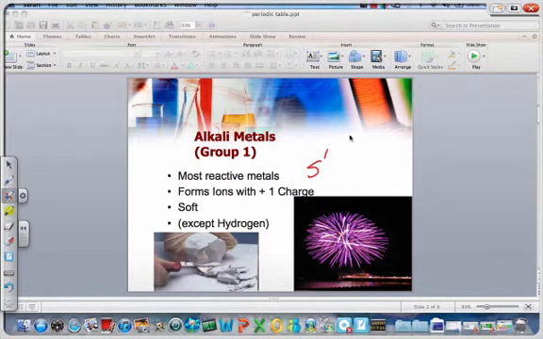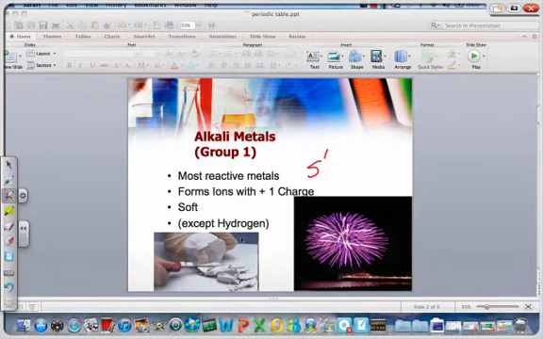Because it's so easy to take this electron off, they are very, very reactive. You don't really find them in nature by themselves. And they're also very reactive with water. So if I take a chunk of sodium and throw it into water, it'll react very violently. They're also soft. So this is a chunk of sodium right here. I can cut it with a butter knife.